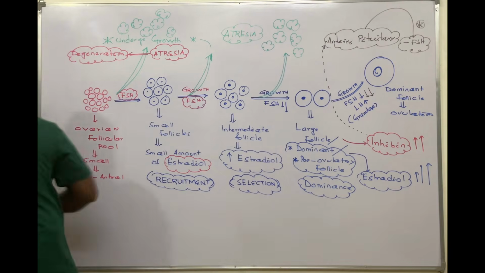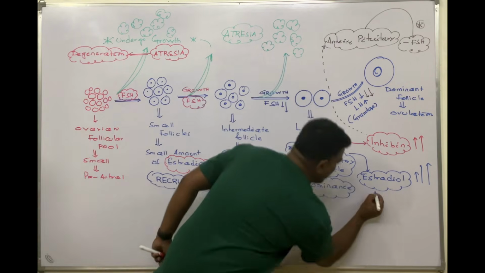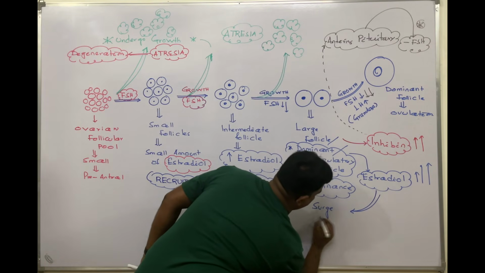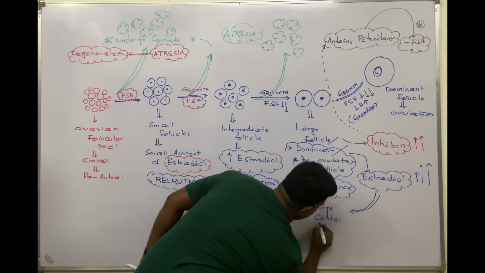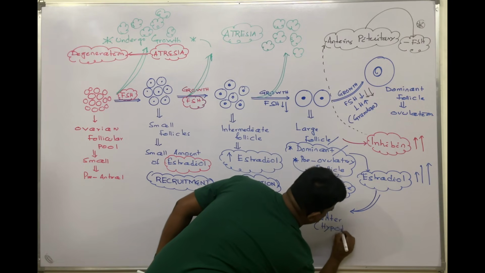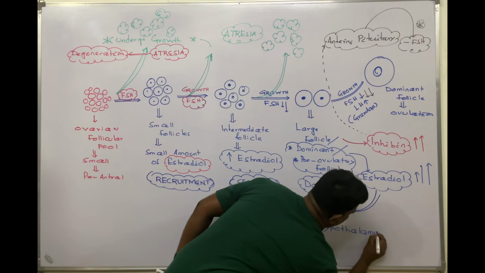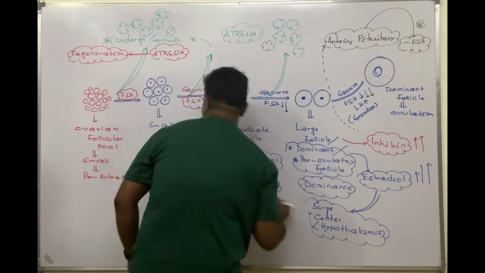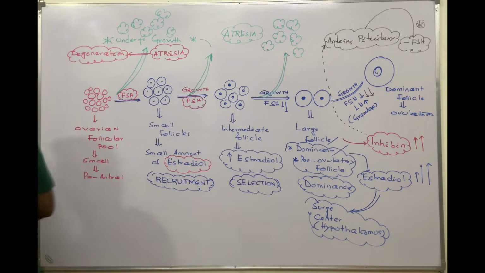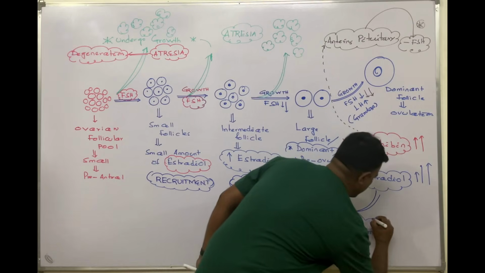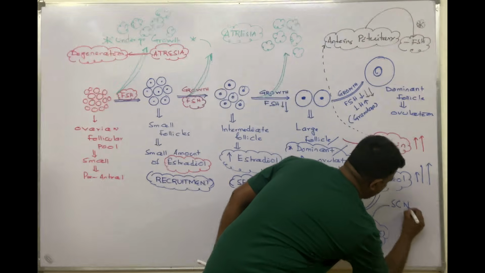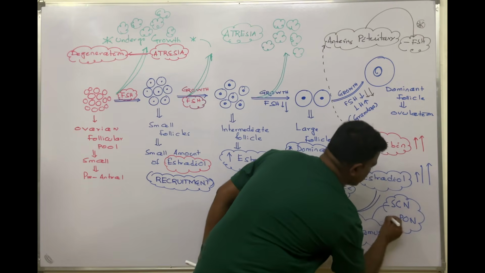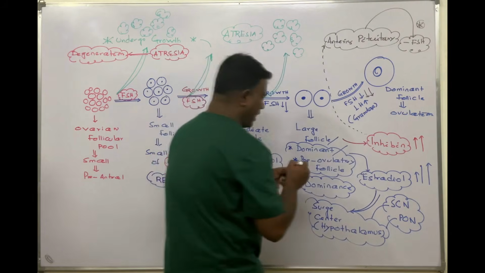Another link I can establish is for this estradiol. This estradiol is now acting on the surge center, and this surge center is present at the hypothalamus. I already told you about the suprachiasmatic nucleus, very important, the suprachiasmatic nucleus and the preoptic nucleus. I can write here the suprachiasmatic nucleus and the preoptic nucleus, they are the surge center for this burst release of LH. And now what will happen?